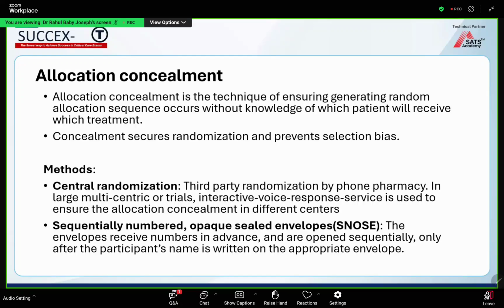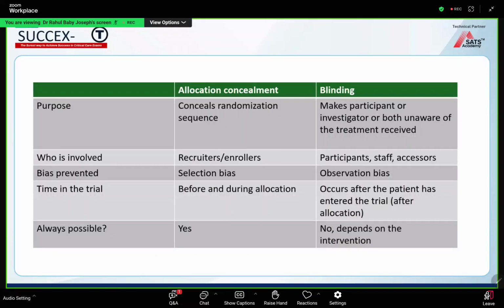So this can be done in different methods. The central randomization, where it is done by a third party over the phone, or you can have sequentially numbered opaque sealed envelopes, where it is opened only after the patients are allotted.